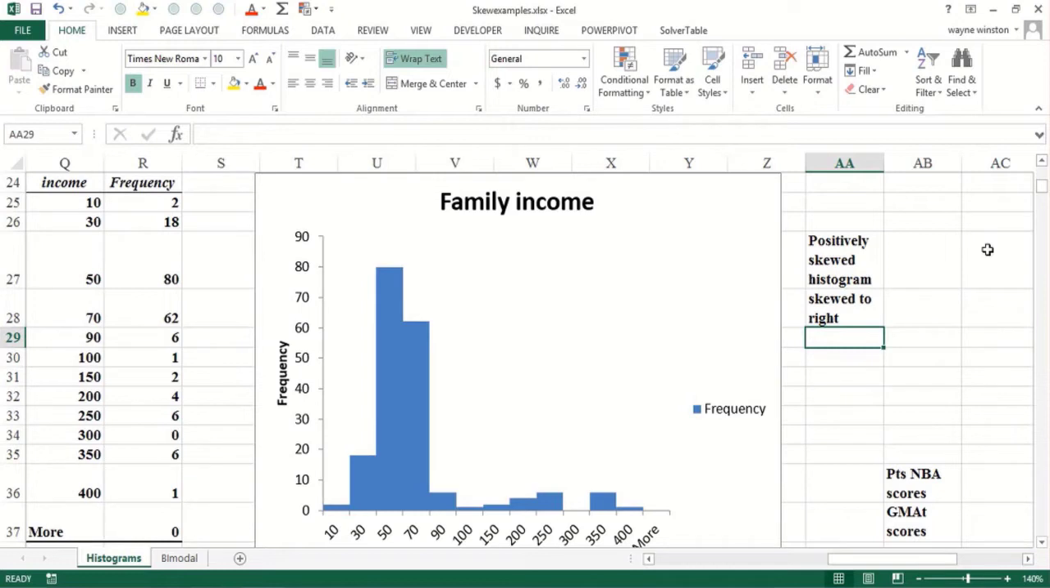And you can see this behavior because of family income in the US. Basically there are few people who make a lot of money and a lot of people who make a little bit of money. So you can't go much below, let's say, the highest bar, which might be around 50,000 for family income, but people can make millions of dollars a year, billions of dollars a year even. So the bars are going to go further to the right. So that's called a positively skewed histogram, or skewed to the right.